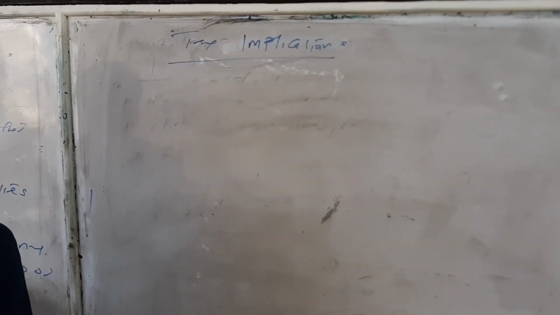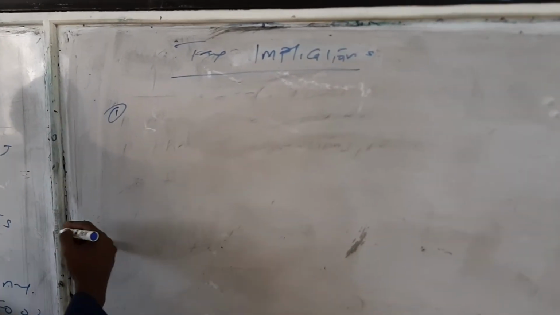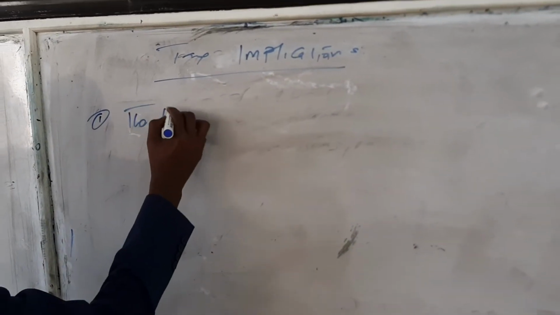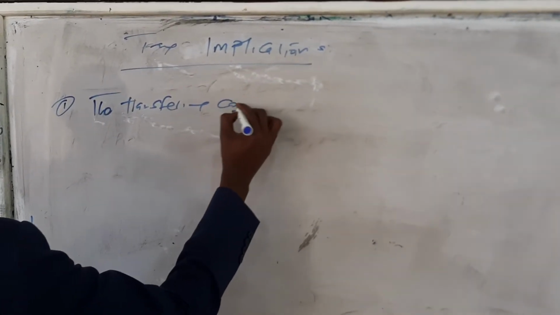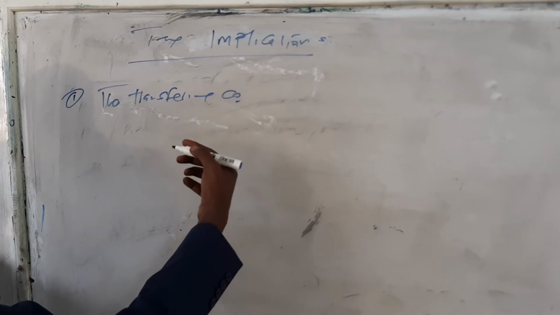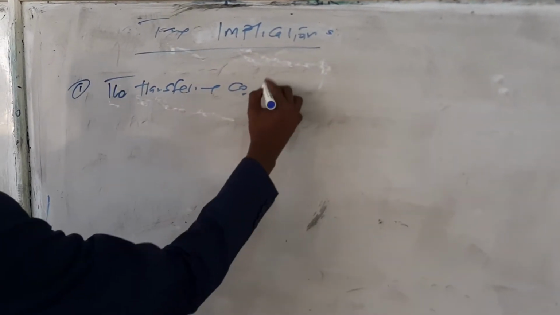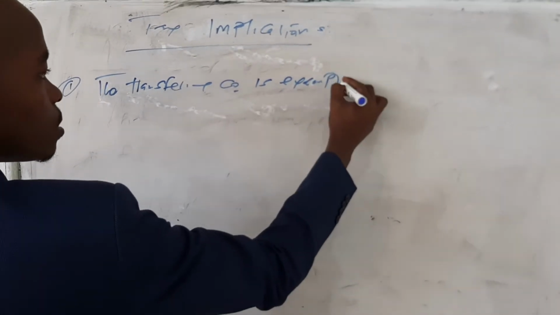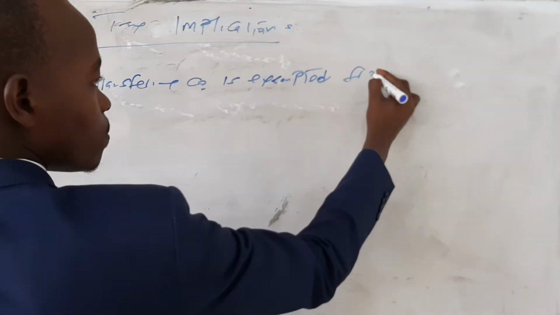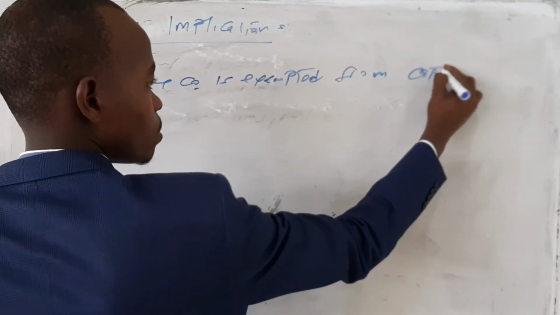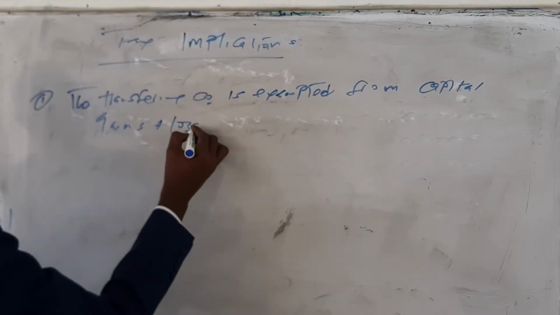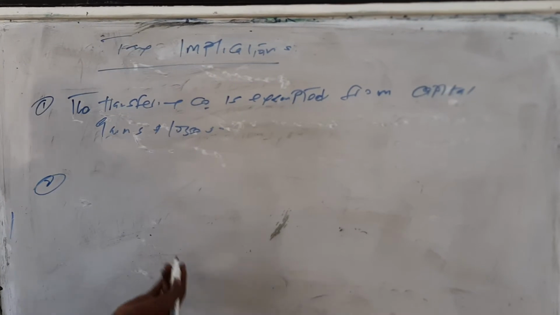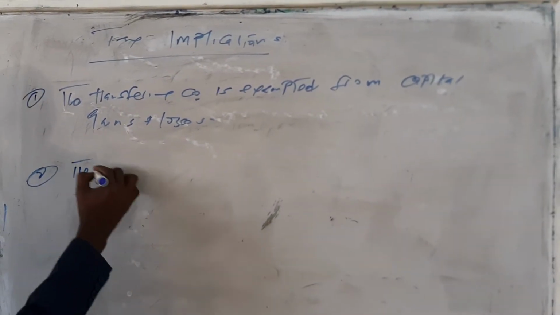Let us look at the tax implications of the corporate restructuring. Number one implication is the transferring company. The transferring company here is exempted from the capital gains and losses.